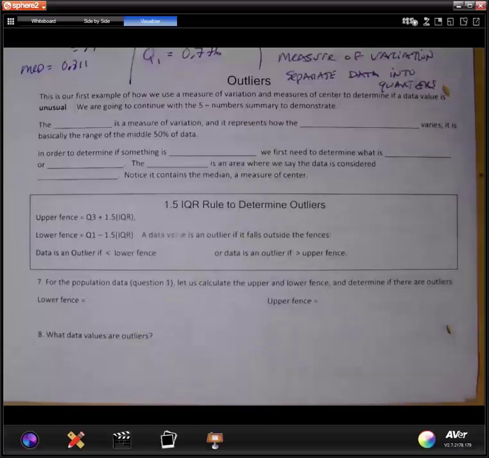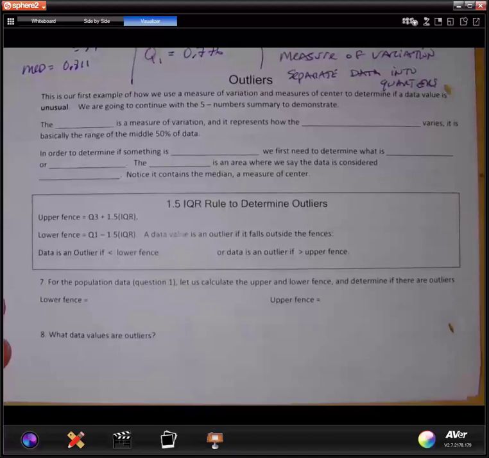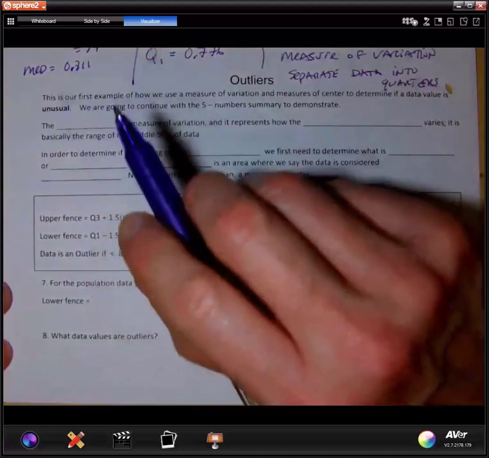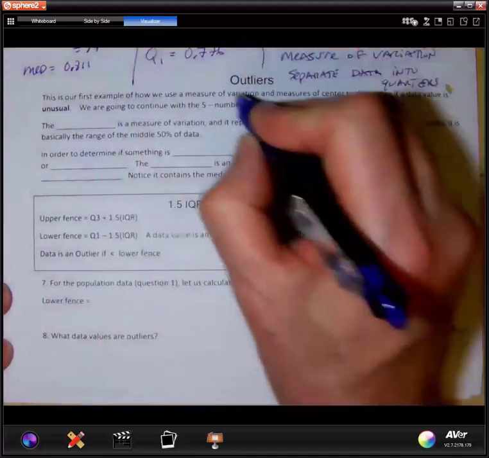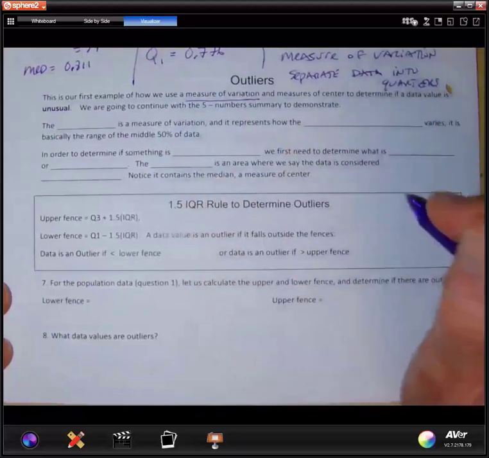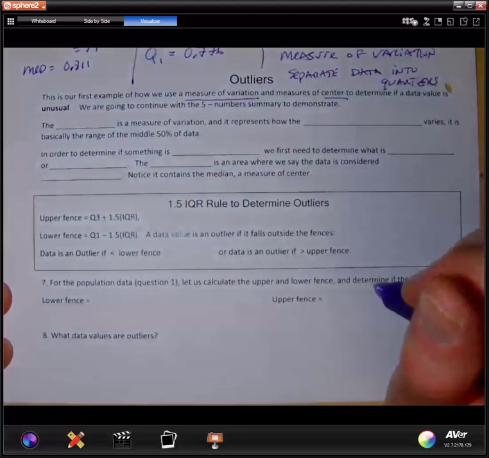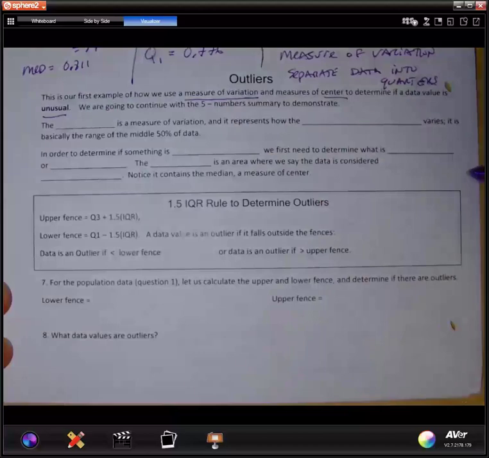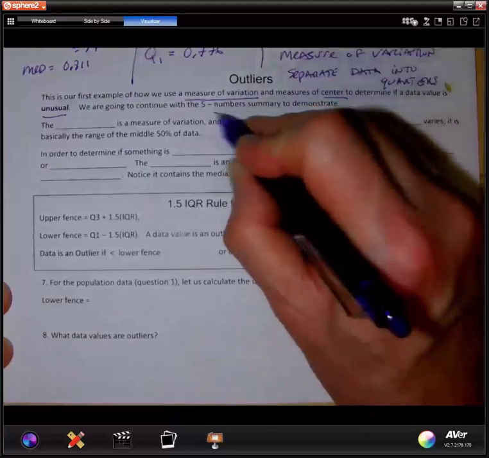Now that we have our 5-number summary, we're ready to look at a way to determine outliers. This is our first example of how we use a measure of variation and measures of center to determine if a data value is unusual. We're going to continue with a 5-number summary to demonstrate.